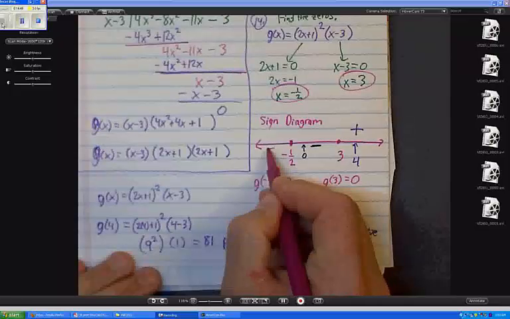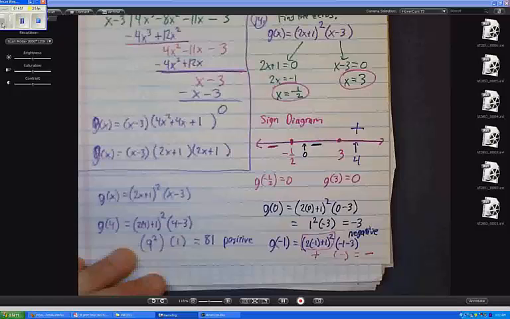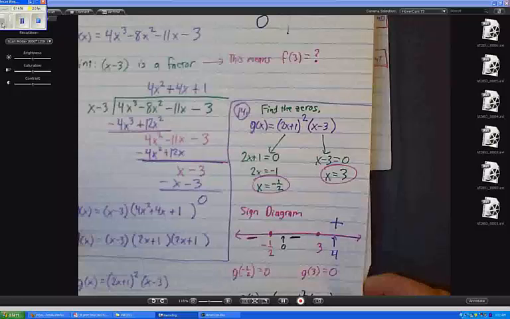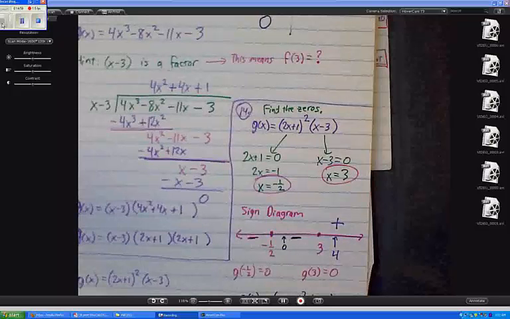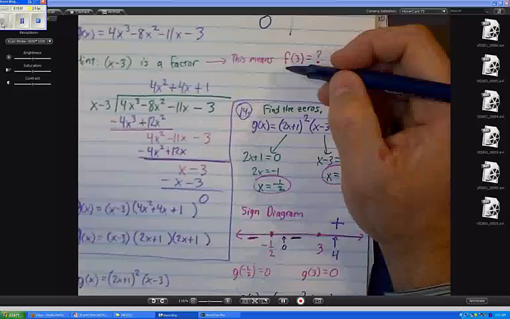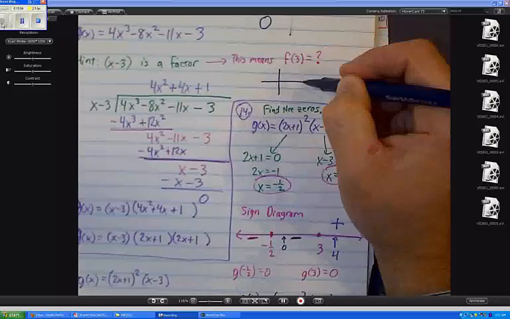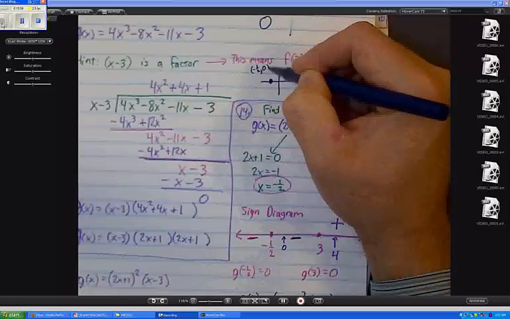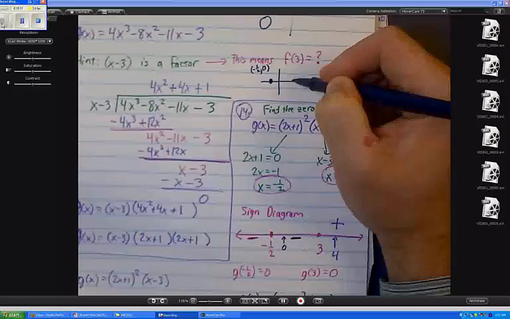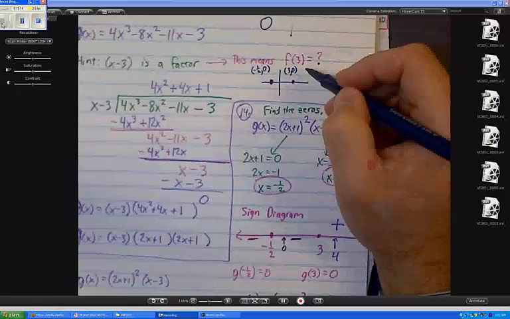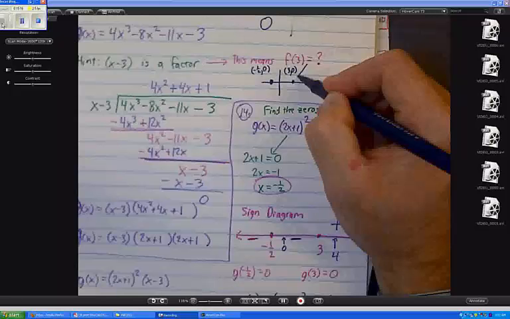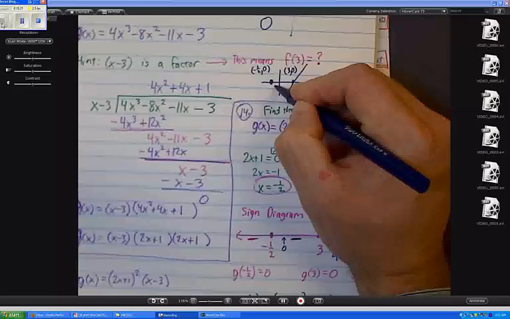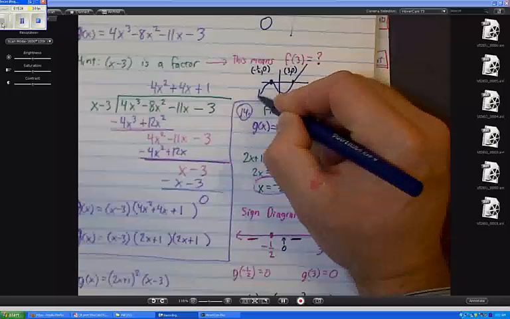Okay. Once I have my sign diagram, I can kind of give you a sketch of this. And so I'm going to finish with that, and then we're out of here. The graph goes through negative 1/2 comma 0. It goes through 3 comma 0. It's positive over here, and it's negative in these two intervals. That means here's what it does, guys. Something like that. Something like that.